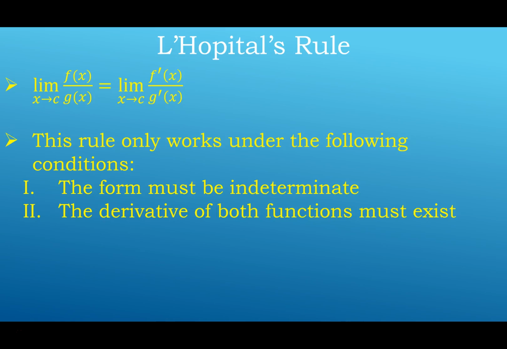And that's L'Hopital's rule. This tells us the limit as x approaches c of f of x over g of x is equivalent to the limit as x approaches c of the derivative of f divided by the derivative of g. That's how L'Hopital's rule works. You take the derivative of the top and the derivative of the bottom, and then evaluate. Now, this rule only works under the following conditions. The form of the original limit must be indeterminate, and then obviously both derivatives must exist.